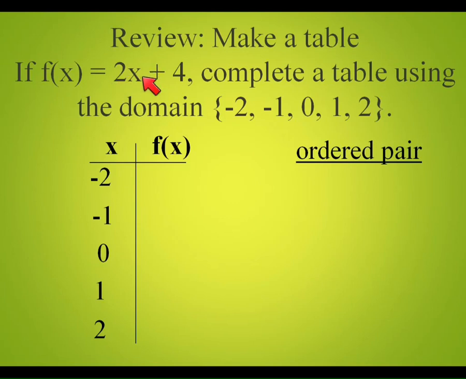2 times -2 would be -4. -4 plus 4 is 0. So then that means the function of x at -2 is 0. Plug in -1 here. 2 times -1 is -2.